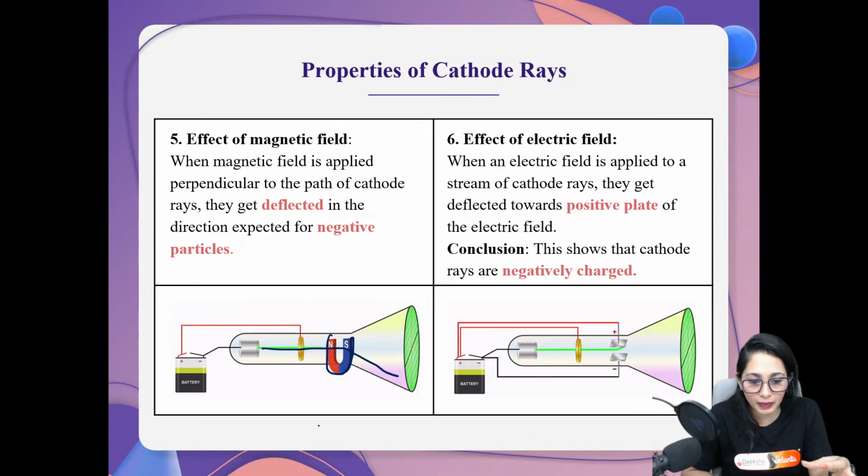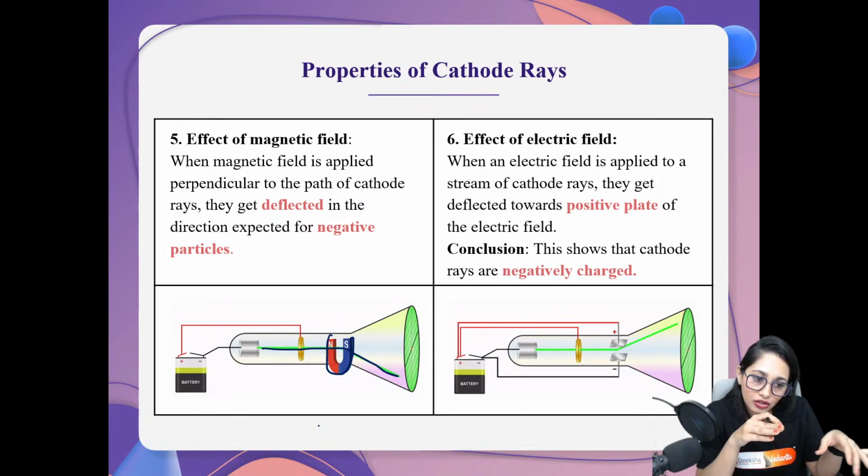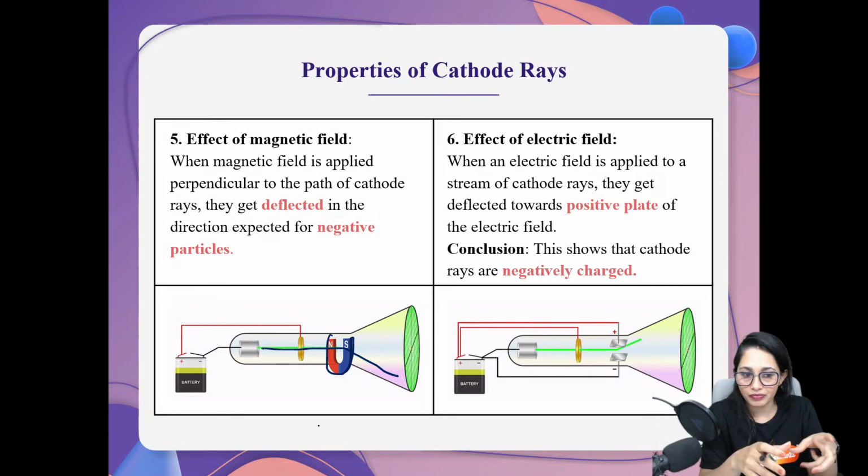So they get deflected in the direction expected for negative particles. Whenever we subject a negative particle to a perpendicular magnetic field, the negative particles change or deflect and move in a certain way. The same thing was observed for cathode rays, which means that this is negatively charged.